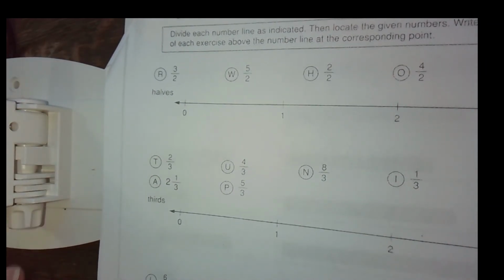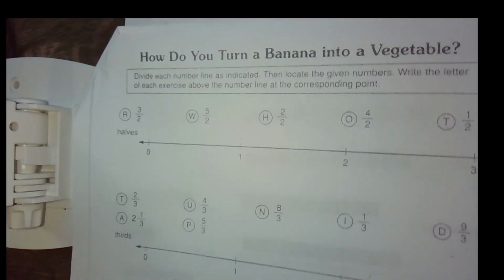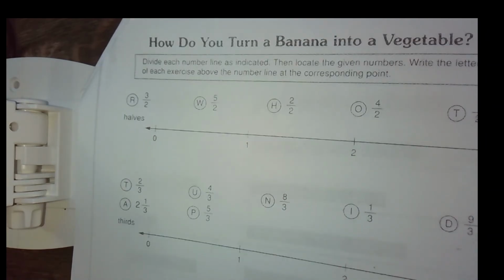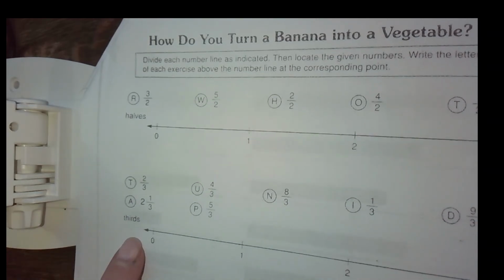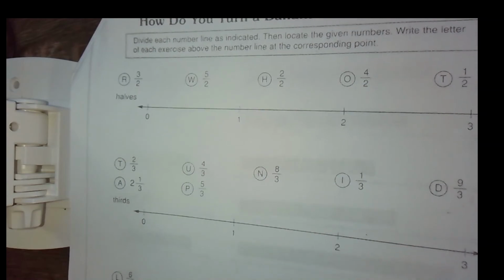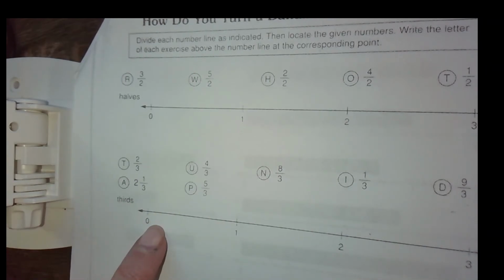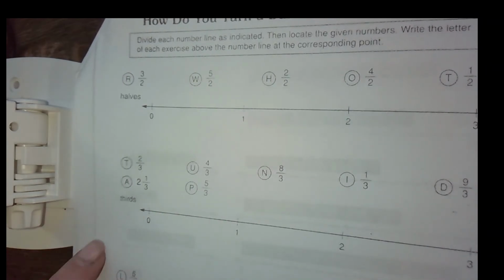All right. And then lastly, how do you turn a banana into a vegetable? Okay, so now you're going to divide up the number line as indicated and then locate the given numbers. Okay, so for example, let's do that second one down. It says thirds. So you're going to divide your number line up into thirds.